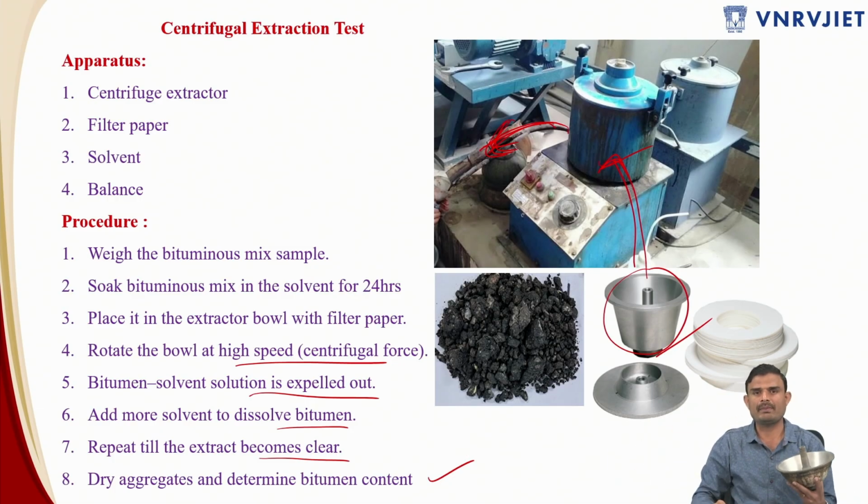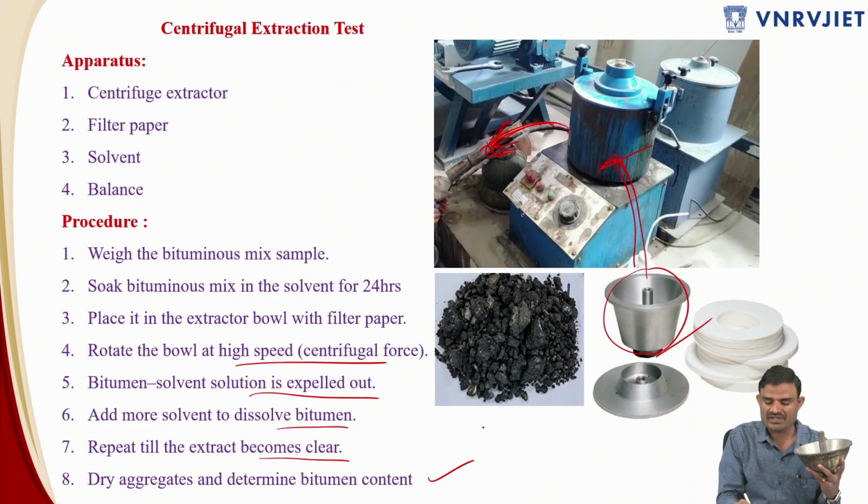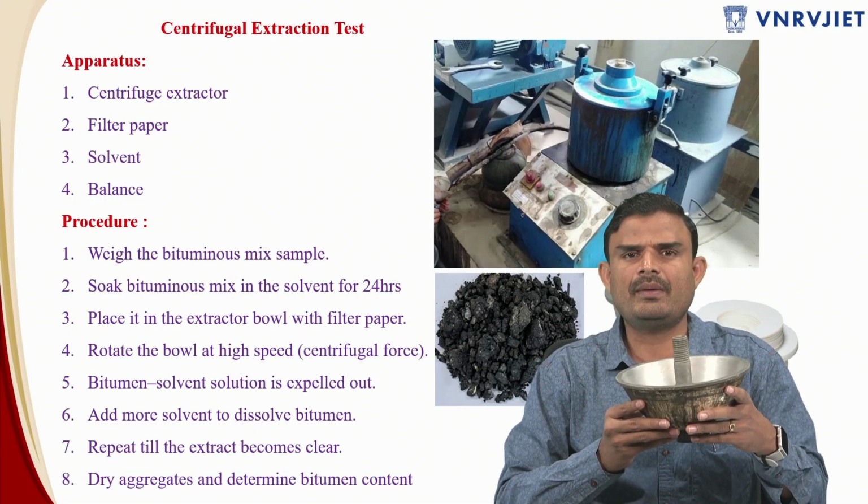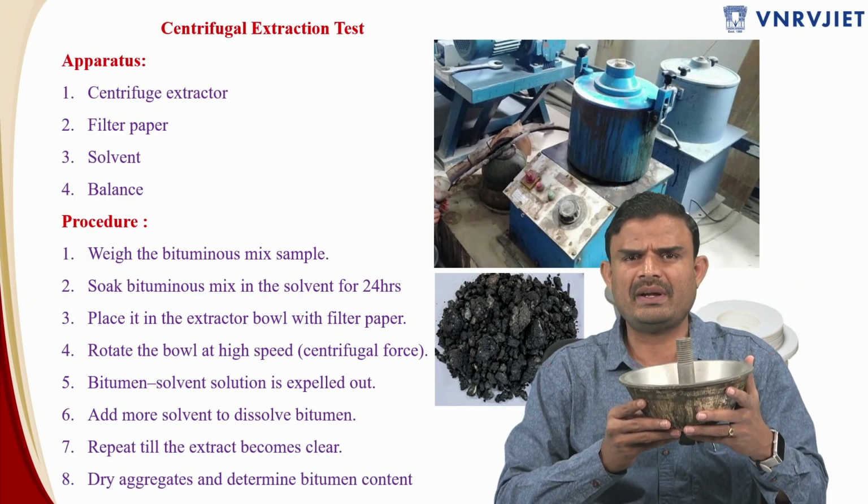So this is the bowl which I'm using over here. Basically, you have to take this asphalt mixture. So I've got the wrap mixture. So I have to soak this for 24 hours in a solvent like toluene. So I have got this extractor bowl for demo purpose. This is the bowl which is used for determining the bitumen content in the extraction test.